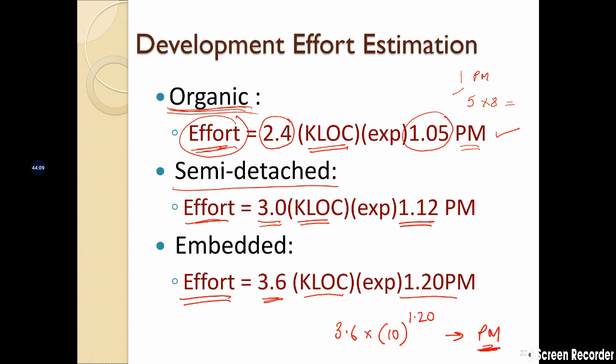So how many hours is that? Let's say I have an estimate of 1 PM. 1 PM means we have one person working for 5 days a week. So in a month he works for 20 days and every day he works for 8 hours. So it is actually 160 hours of effort. Okay, I hope it is clear now.